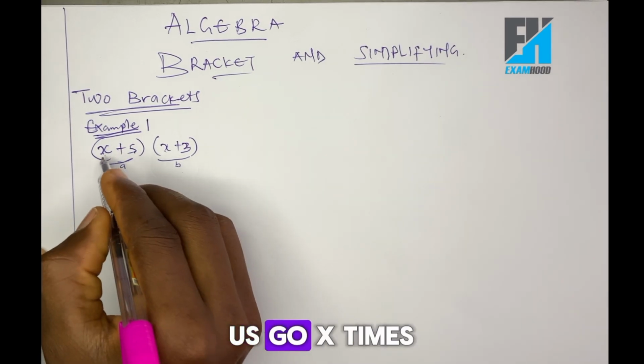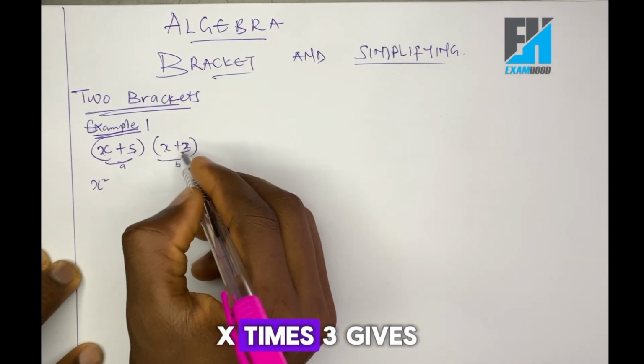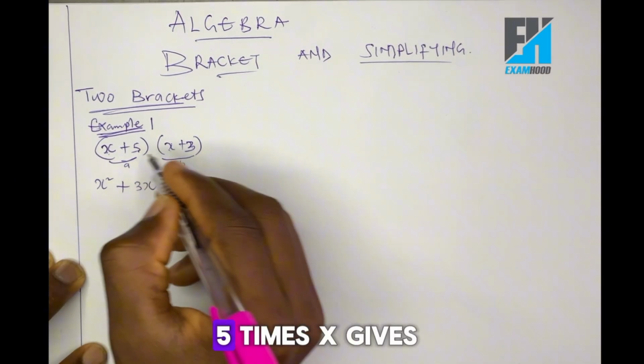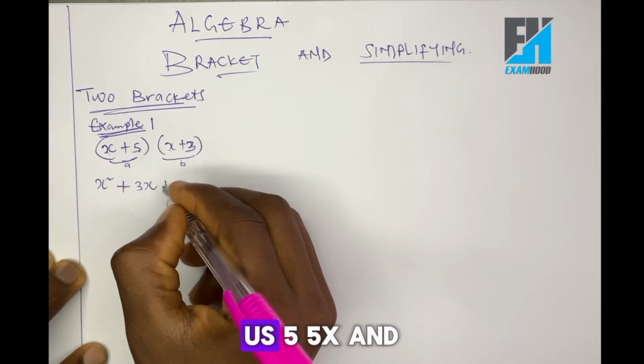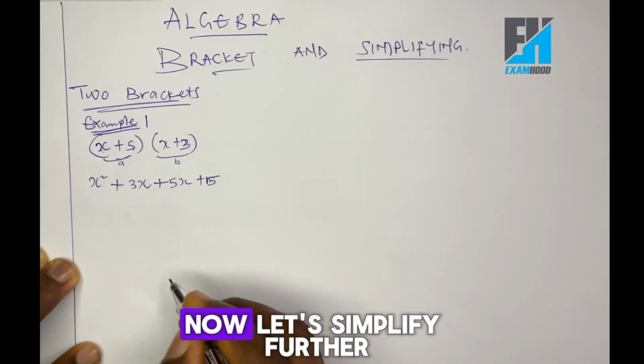And let us go. X times x gives us x squared. X times 3 gives us 3x, right? 5 times x gives us 5x. And then 5 times 3 gives us 15.